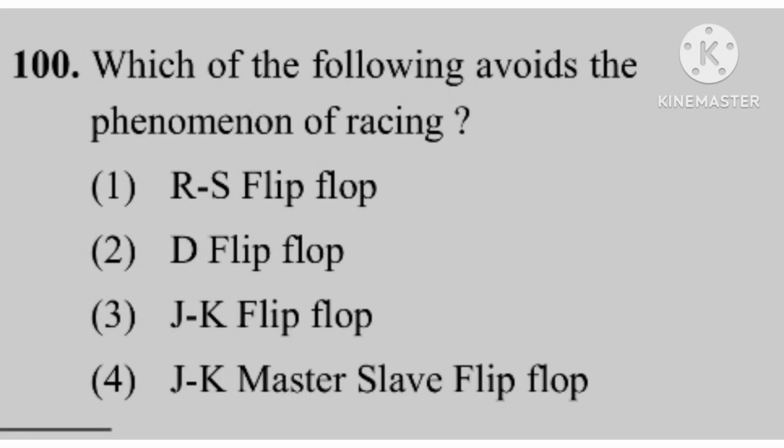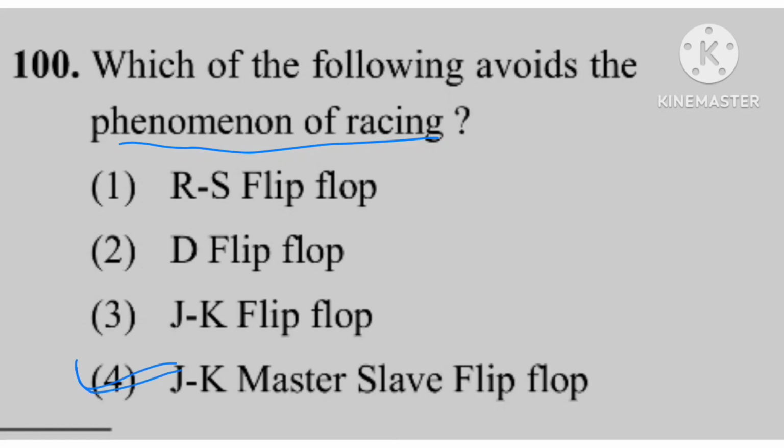Which of the following avoids the phenomenon of racing? So what is racing? In a normal JK flip-flop, when J equal to 1 and K equal to 1, the output is supposed to toggle. But if the clock pulse is long, the output may toggle again and again during the same clock pulse, so the final output becomes unpredictable. This problem is called racing. So here the right answer is option number 4.